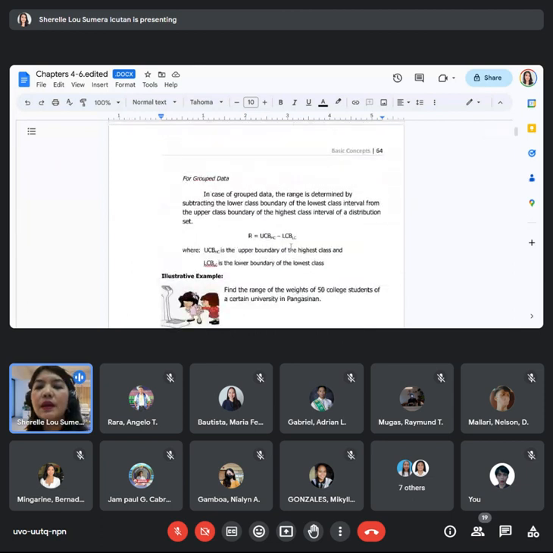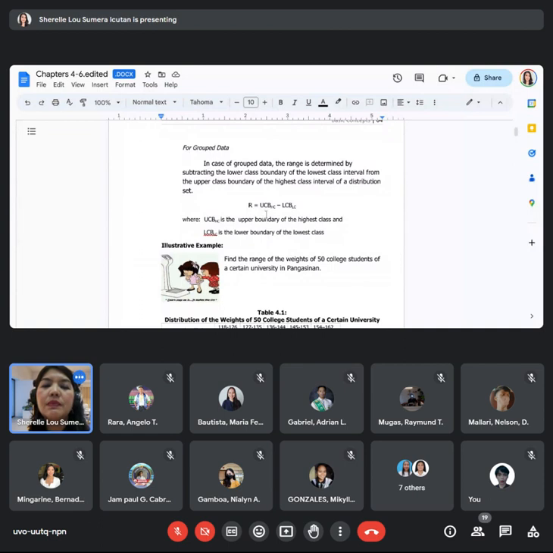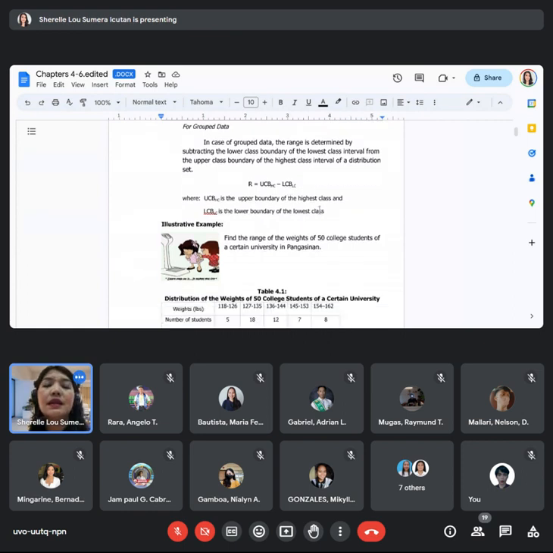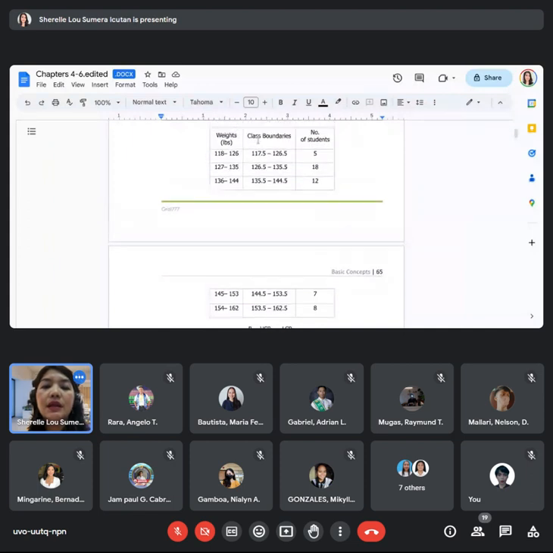For group data, it's quite more complicated because you're going to get the upper class boundary of the highest class minus the lower class boundary of the lowest class. So look at this. Take note that if these are your class intervals, how are you going to get the class boundaries? You have to subtract 0.5 from your lower limit and you have to add 0.5 for your upper limit. Okay? So you have your lower class boundaries and upper class boundaries.